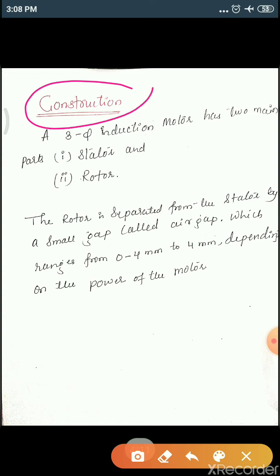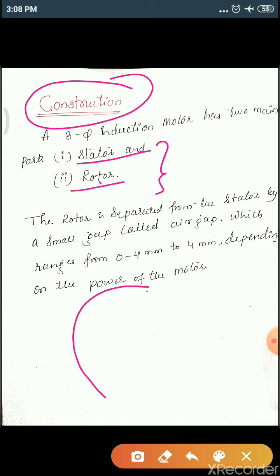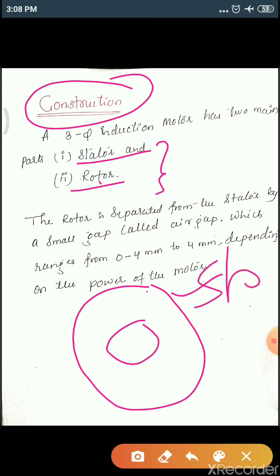Let's see the construction of the three-phase induction motor. As we have discussed, it has two main parts, one is stator, another one is rotor. As you know, the stator is a static part and the rotor is a rotating part. This is a stator, and this is a rotor. Inside there will be a shaft, because the rotor will be mounted on the shaft.